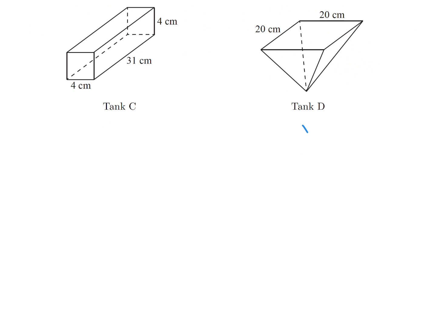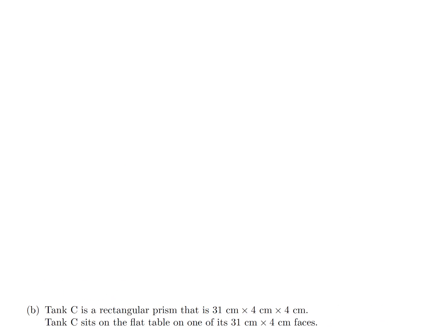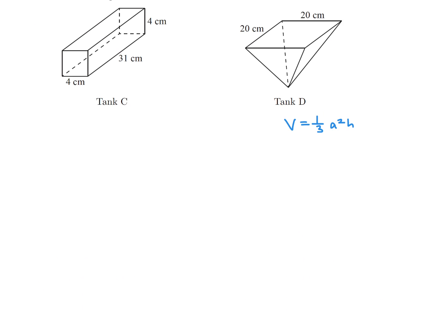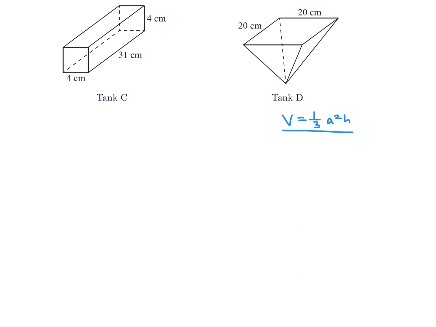The volume is 1/3 a squared h, and did they give us that? I think they gave us that, and I don't think I included it, but this was given, by the way, in the question, just in case you're wondering. Now, in our case, the question has told me that my a is 20, which is the base of the square, and the height they have also told me is 10. So we can easily calculate that. That wouldn't be a problem.